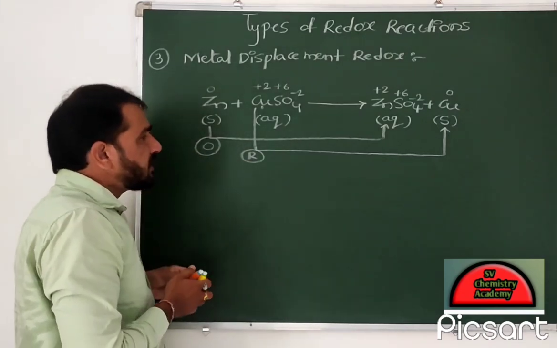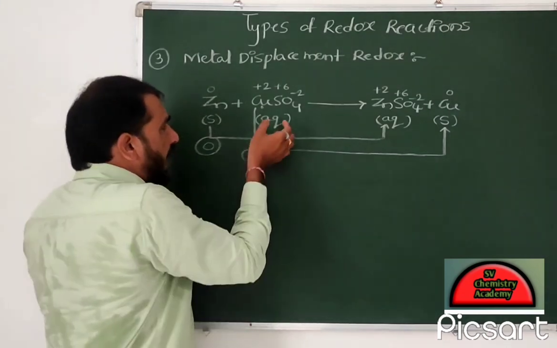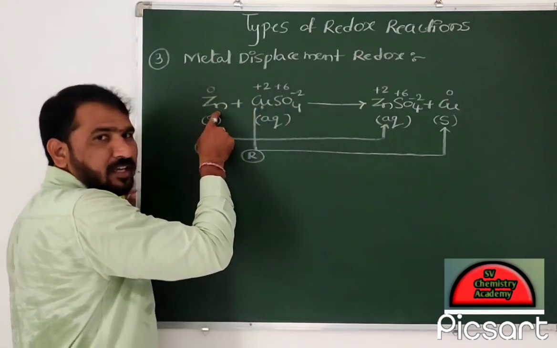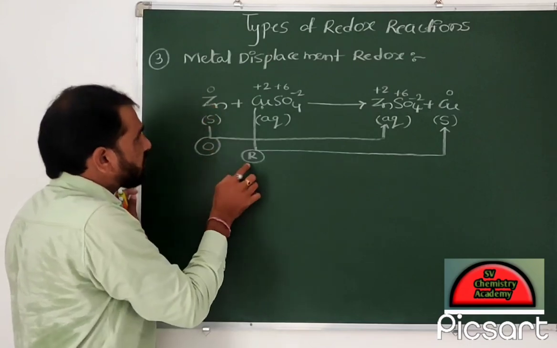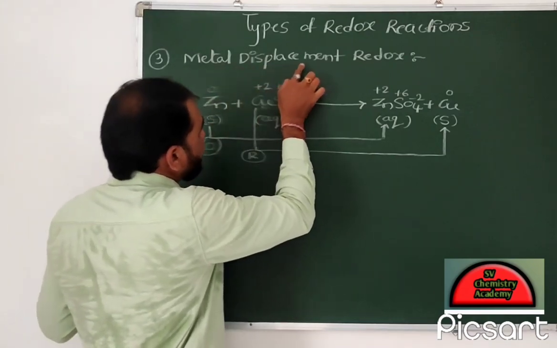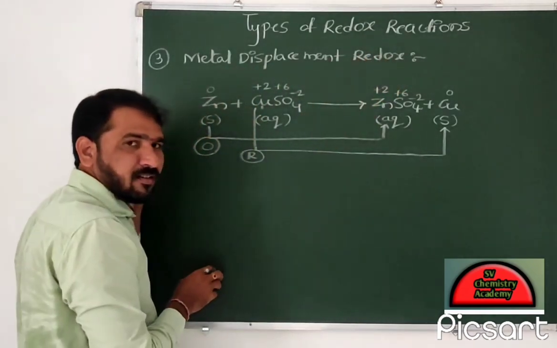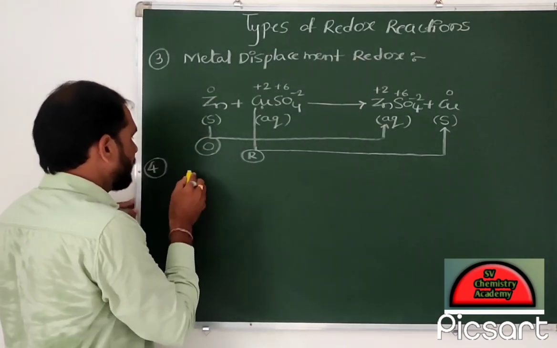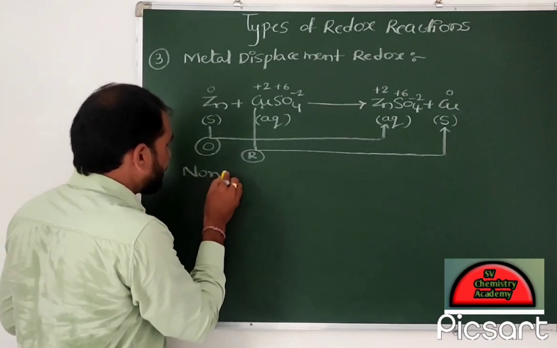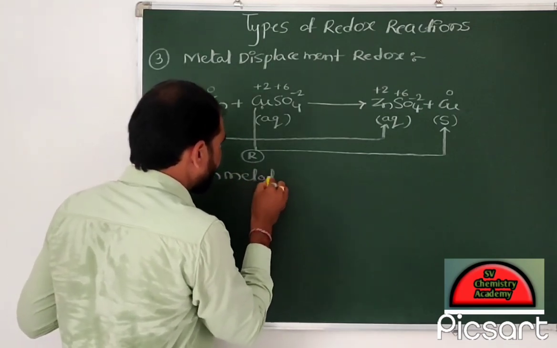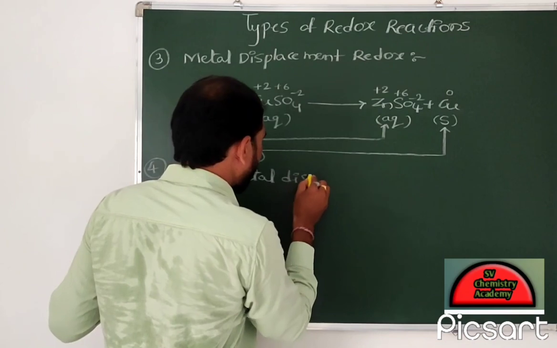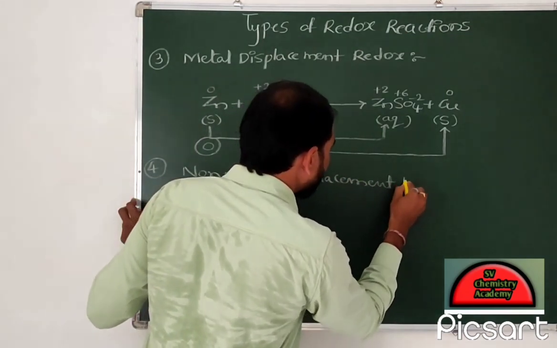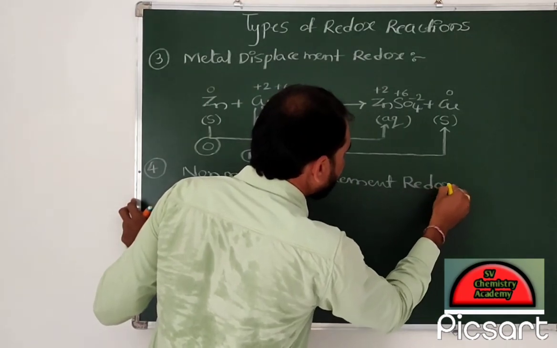Okay. Then in this process, what happened actually? In aqueous solution, the metal is displaced by zinc. That process is called a metal displacement redox reaction. Right? Then coming to the next type, non-metal displacement redox reaction.